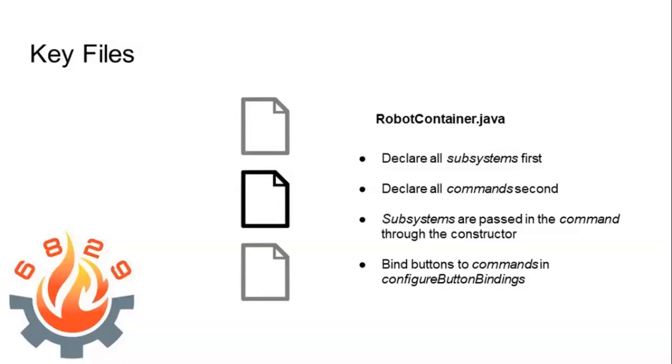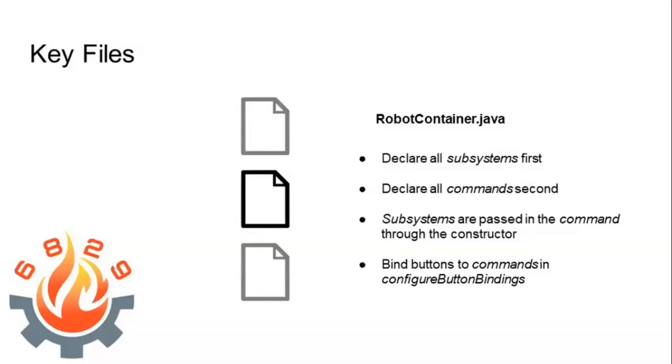Since I need to put my subsystem in my command, you declare all your subsystems first, and you create them. Then you declare all your commands, and as a parameter into the command, you pass in your subsystems. So that's the big thing you're doing there. Finally, the other thing you're doing is that first step in this process, where the button fires off and actually calls a command.